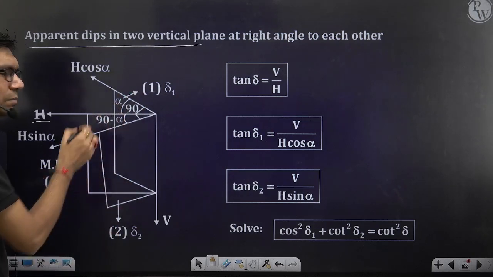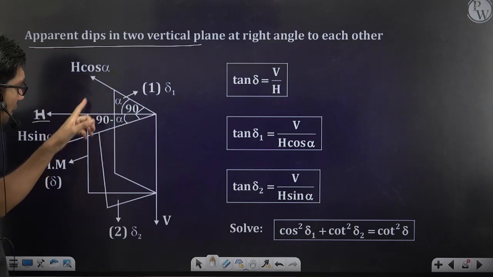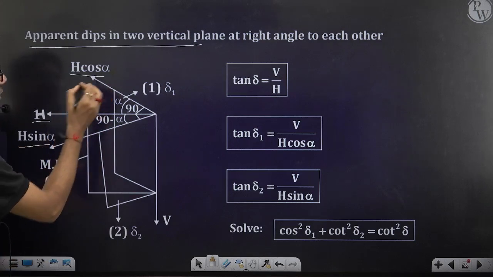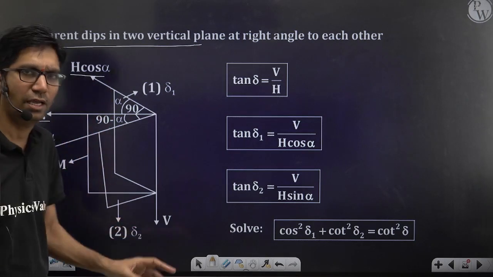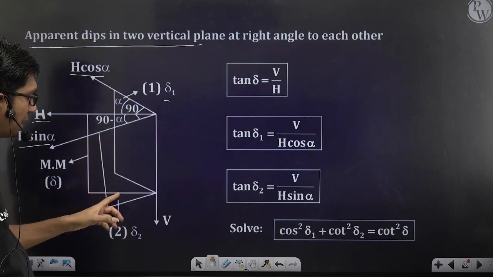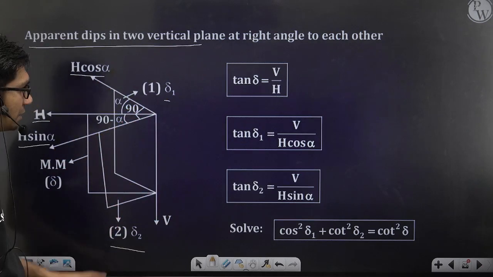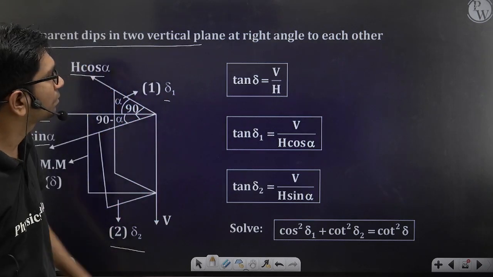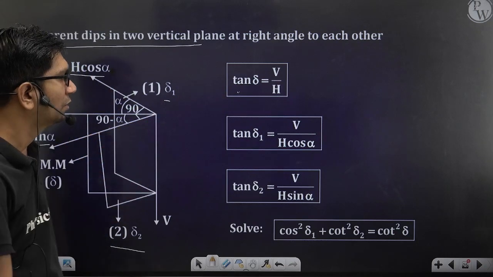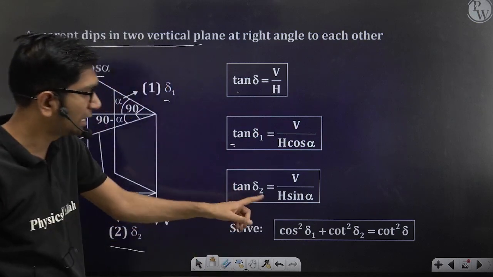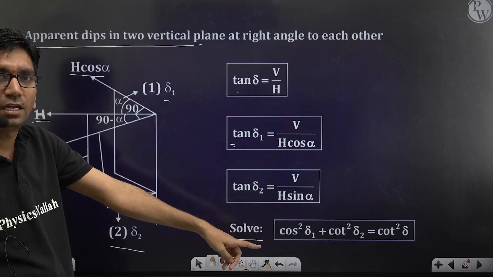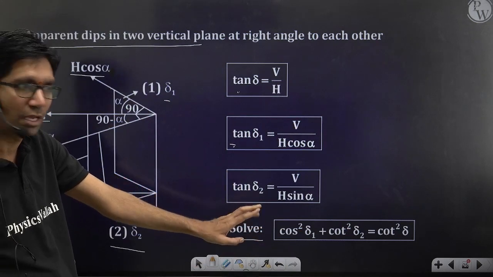One plane is making some angle alpha, so the other becomes 90 minus alpha only. So here it becomes H sin alpha and this becomes H cos alpha. The angle of dip in this plane is delta 1 and the angle of dip in the other plane I am taking as delta 2. The angle of dip in the original plane, the magnetic meridian, is this one. So in delta 1 you will get this one, and in delta 2 you will get this one. Just remember this. In the NEET exam, they ask you this formula directly, so just remember it.